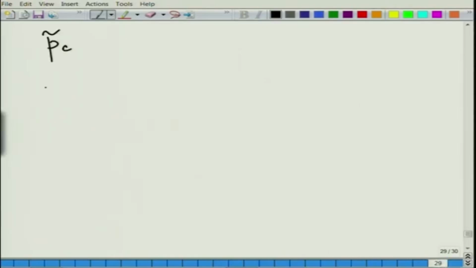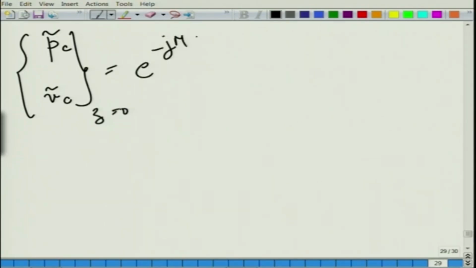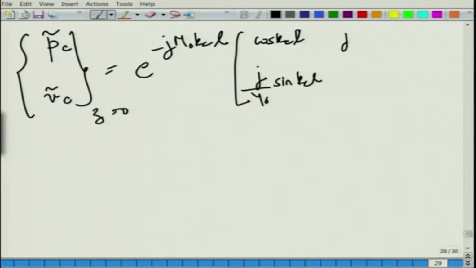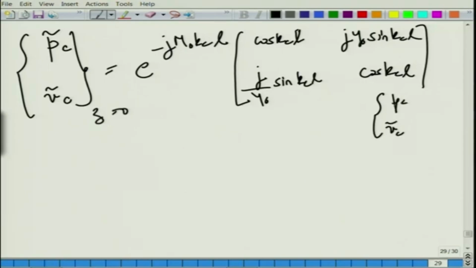P_c tilde at z equal to 0 equals e to the power minus j m_0 k_c L times the matrix cos k_c L, j by y_0 times sin k_c L, j y_0 times sin k_c L, cos k_c L, times P_c V_c at z equal to L.